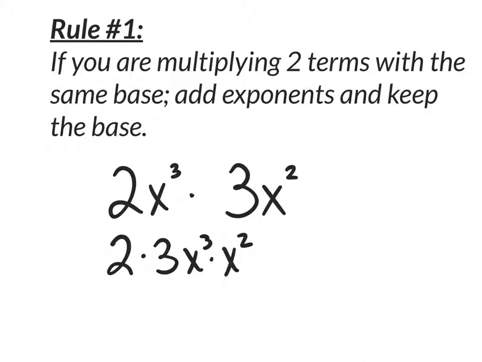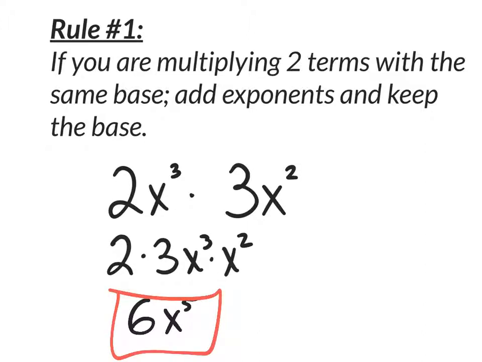So anyway, 2 times 3, that really is 6, and x to the third times x to the second, you have the same base. You could add the exponents, it becomes x to the fifth. So your final answer for the 2x to the third times 3x squared is 6x to the fifth.